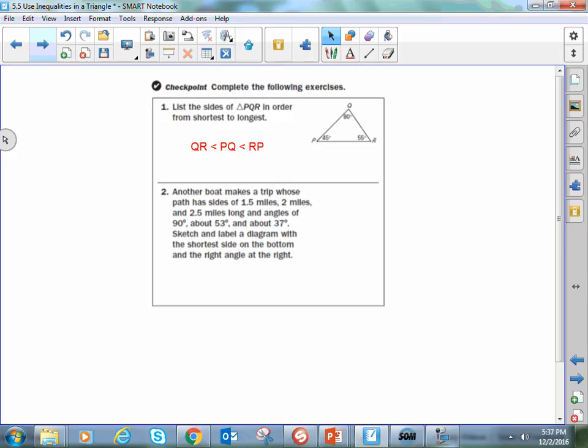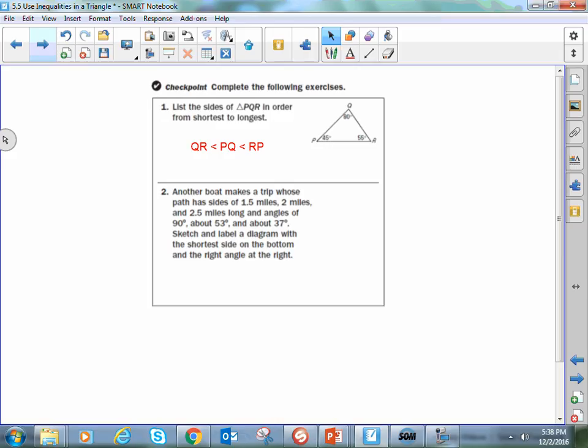90 degrees, well, we've talked about this for a lot of reasons, and when we talk about the Pythagorean theorem, the hypotenuse must be the biggest side. Well, this is the reason why, because it has the biggest angle. So RP has to be the longest side with PQ sandwiched in between.